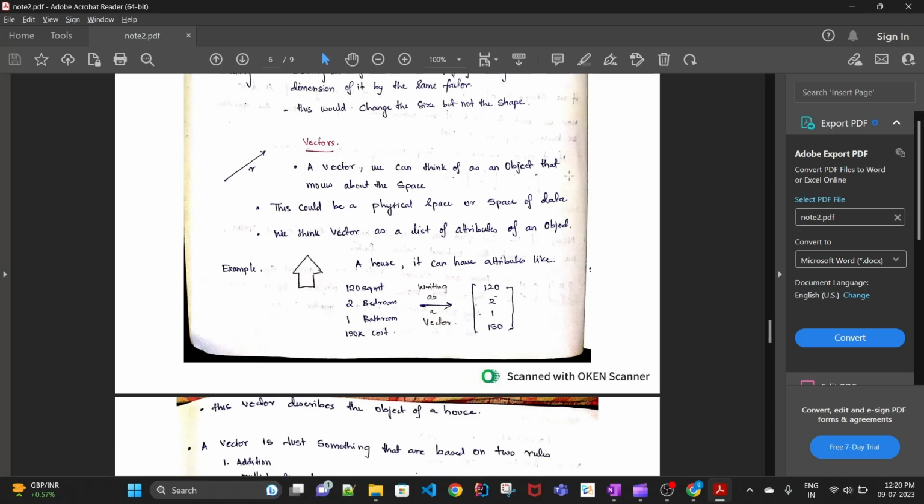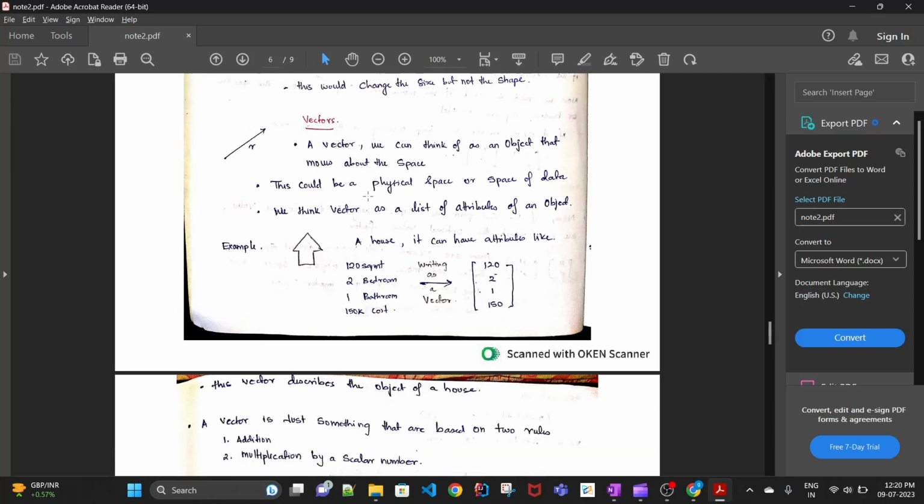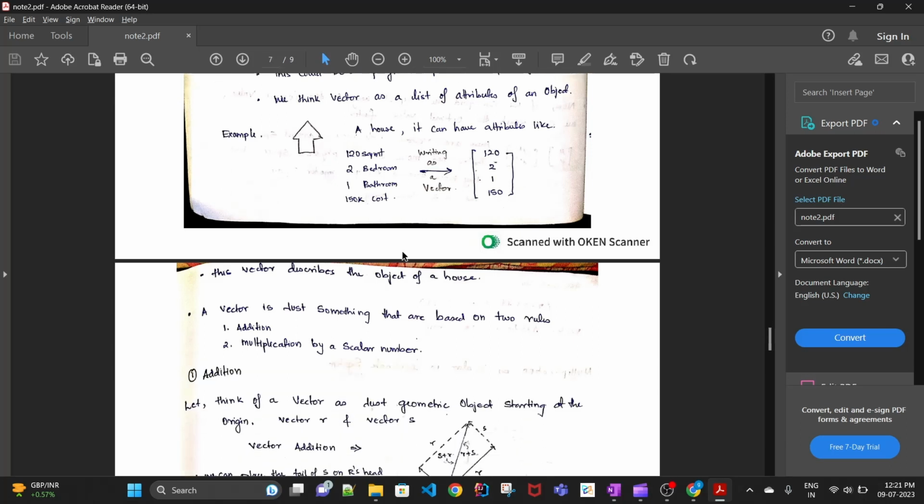Last time we saw what a vector is. In real time, we can consider, for example, in the space of all houses, a vector can be something which defines the attributes of a house. For example, 120 square feet, two bedrooms, one bathroom, $150K. This particular list defines a vector in the space of all houses.